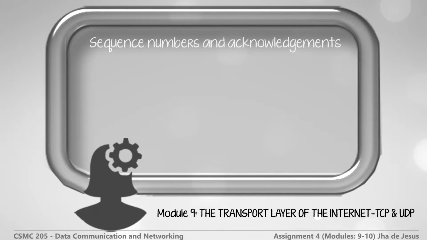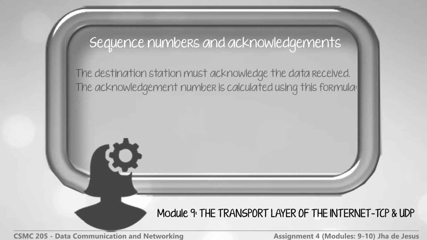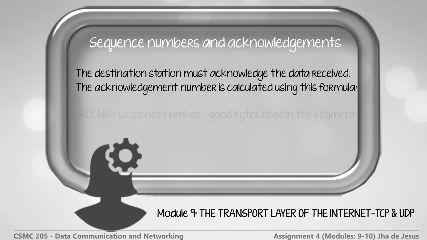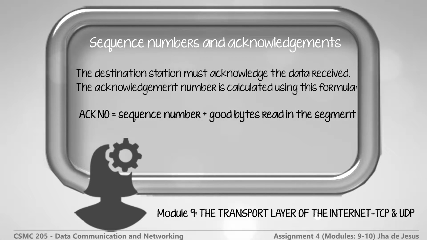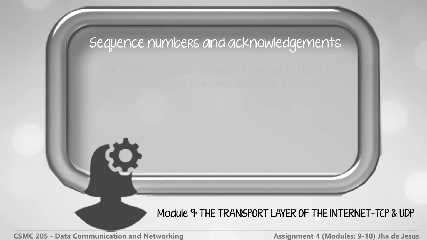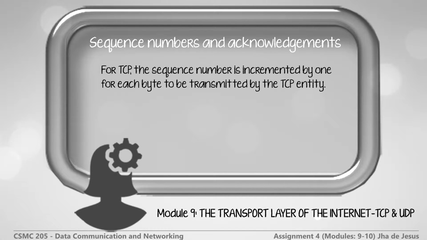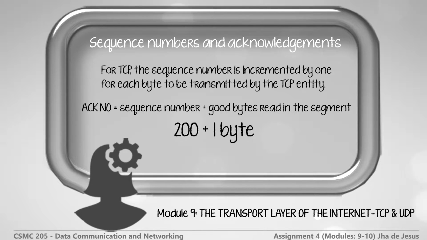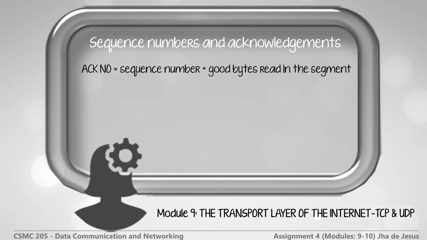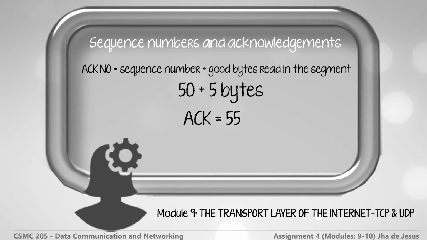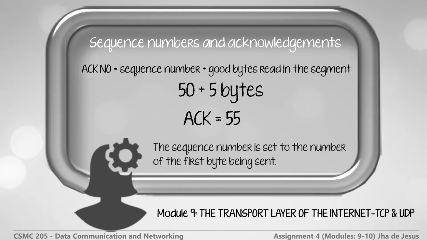How did we set the value of sequence numbers and acknowledgements? The destination station must acknowledge the data received. The acknowledgement number is calculated using this formula. ACK number is equal to sequence number plus good bytes width in the segment. For TCP, the sequence number is incremented by 1 for each byte to be transmitted by the TCP entity. Like we have an example with sequence number of 200 plus 1 byte will be 201 on acknowledgement. In a different scenario, if the sequence number of 50 sent a packet containing 5 data bytes, it will increment its next sequence number to 55. Always remember that the sequence number is set to the number of the first byte being sent.